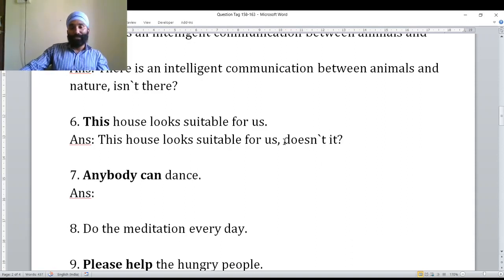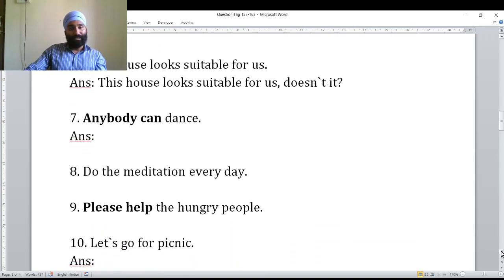See here, we have used doesn't because the statement is positive. We have used not, and we have used does because the sentence is in simple present tense. Doesn't it. It we have used related to house. House is singular and it is neuter gender. This is why it we have used. Let us come to the next example. See the seventh sentence: anybody can dance. Perhaps this could be your favorite sentence. Anybody can dance.